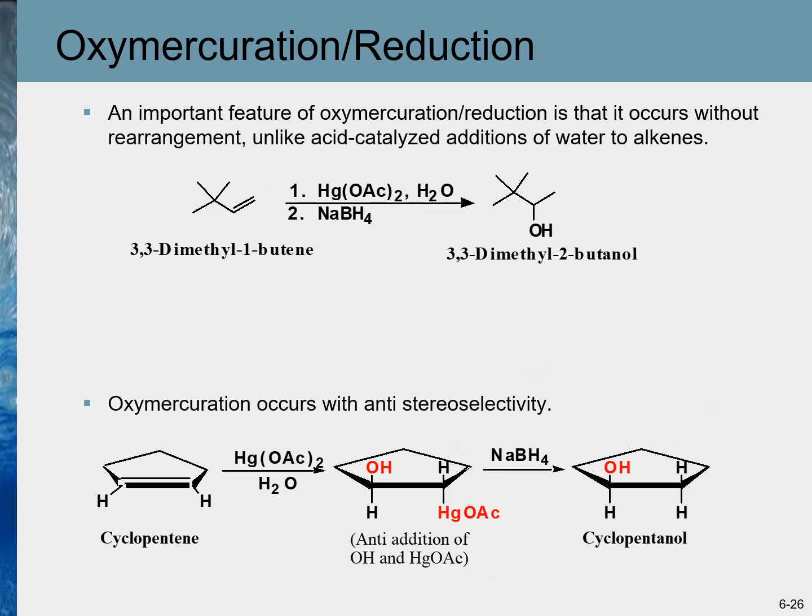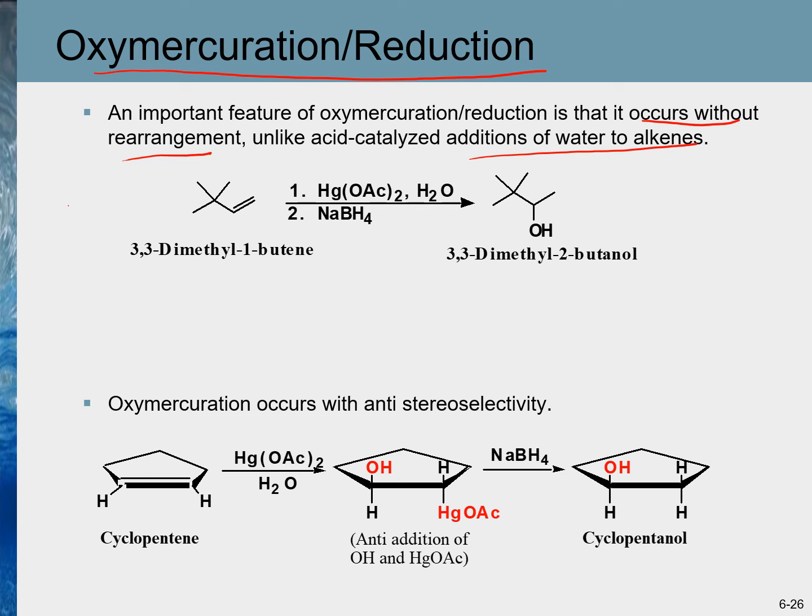At this point, you may think that we already have a method to convert alkenes to alcohols, that is by addition of water in presence of acid catalyst. Then why do we even need oxymercuration reduction reaction? This is because of an important feature of this reaction. The feature is that oxymercuration reduction reaction occurs without rearrangement, which is unlike acid-catalyzed addition of water to alkene.